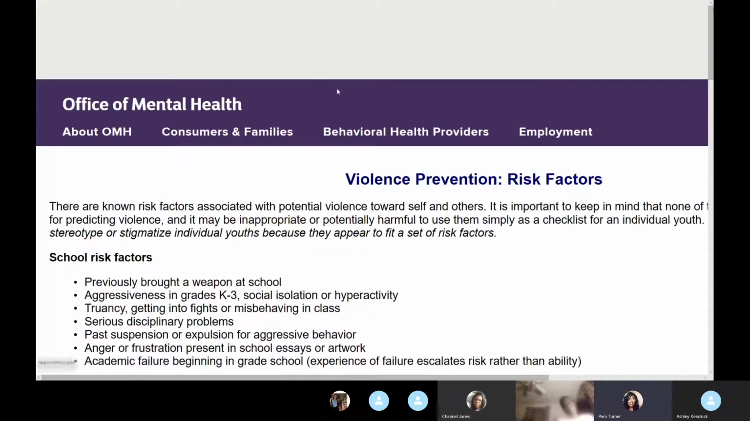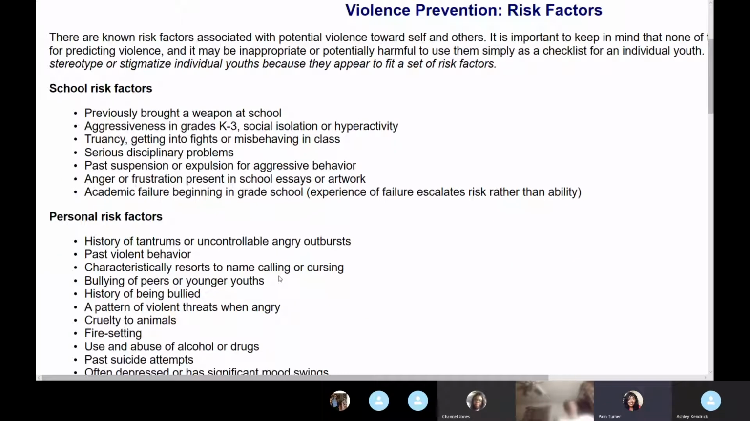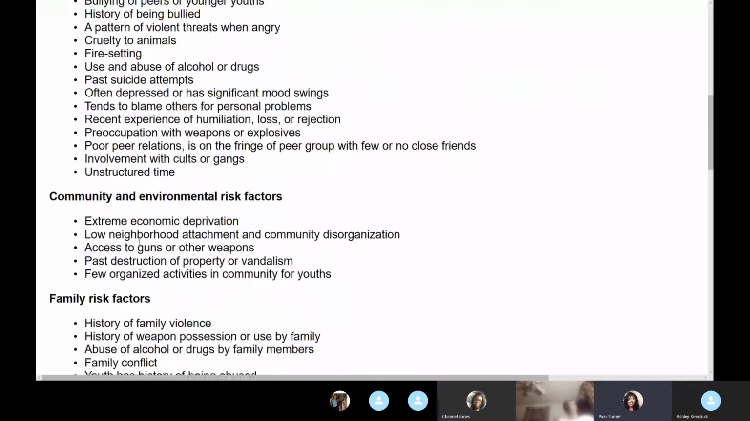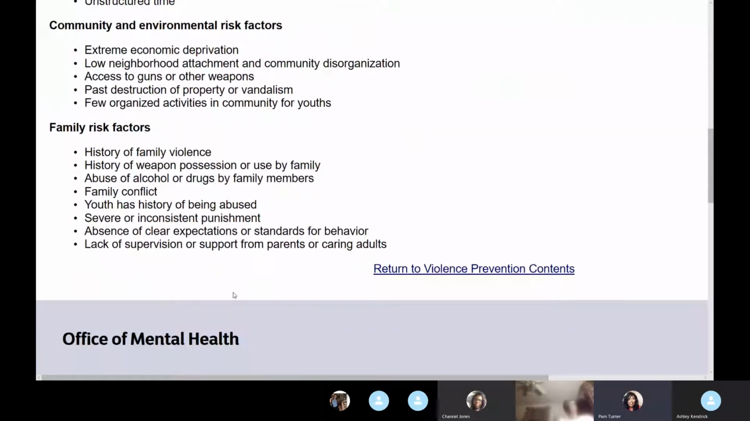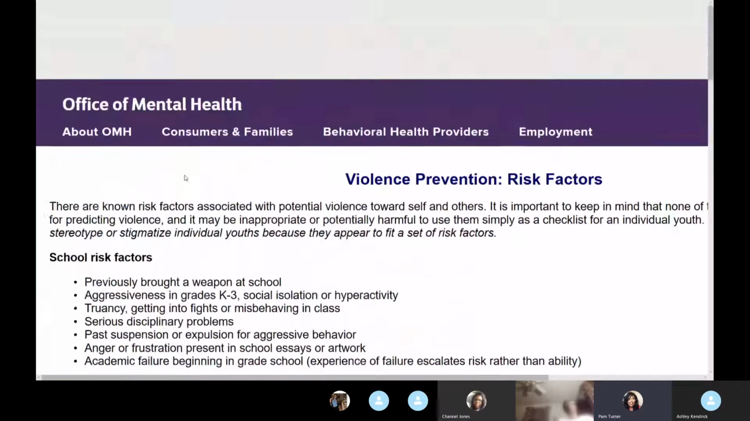What we know is there are just some risk factors out there. They might have brought a weapon to school before. They might have been aggressive, had some past disciplinary issues, some suspension perhaps at home. They might have a history of being violent, bullied by peers, bullying of peers or younger youths, some drug or alcohol abuse, etc. Then some family risk factors: a history of family violence, a history of weapon possession by the family, severe inconsistent punishment. Those are all things that we look for. Again, I'll send you this when it comes to the risk of violence.